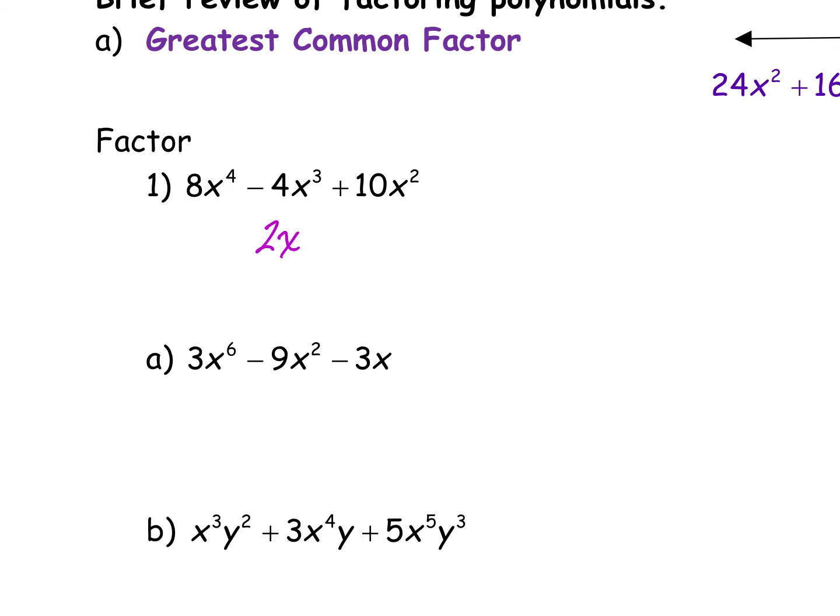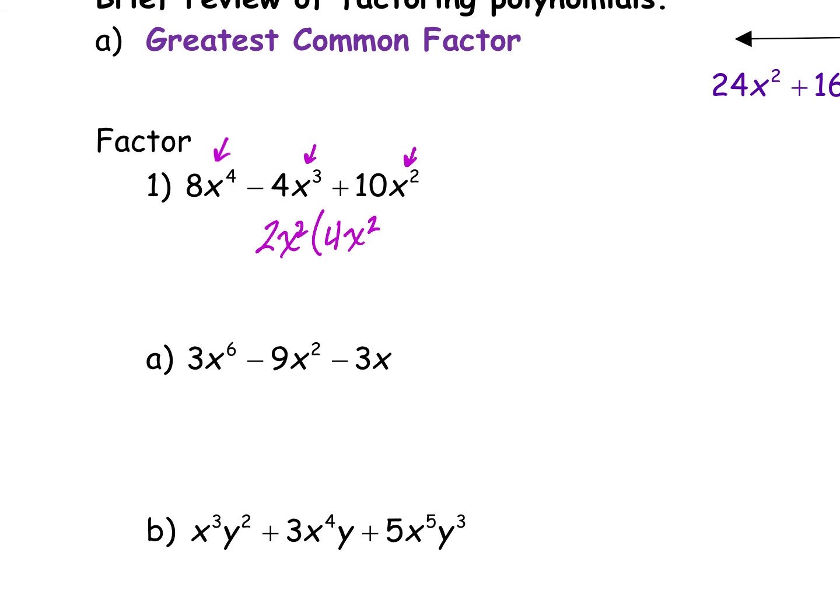Would it just be 1 because there's a 2 here? Well, I have 4 x's in this term, and I have 3 x's in this term, and I have 2 x's in this term. So what's the most x's I can take out of all three terms? 2. Yeah, 2, good. So I can take out 2x squared out of each term. So if I take 2x squared out of 8x to the fourth, I should get left with 4x squared.